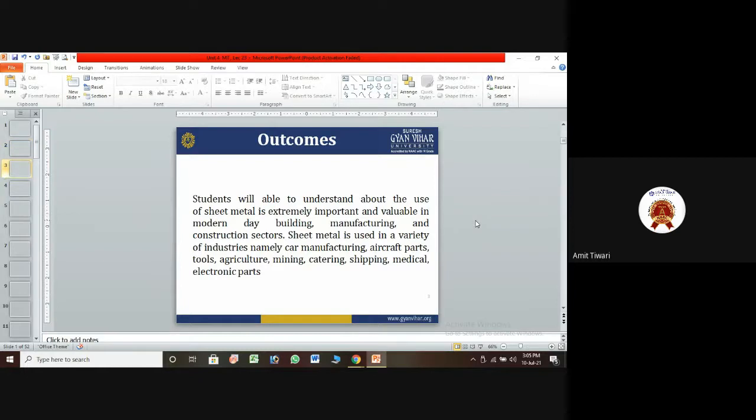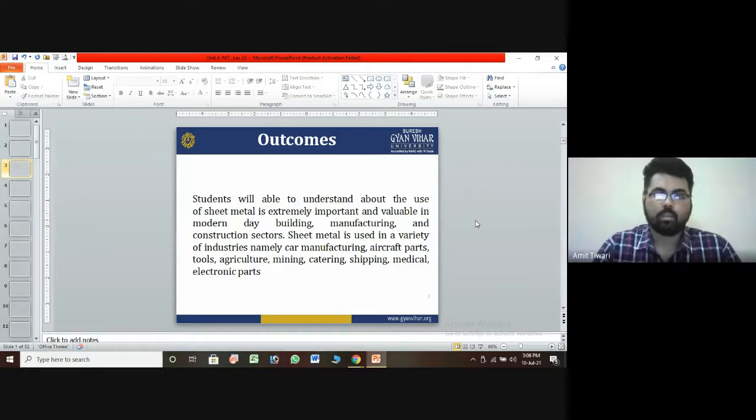Outcomes: at the end of the lecture, the student will be able to understand that the use of sheet metal is extremely important and valuable in the modern-day building, manufacturing and construction sector. Sheet metal is used in a variety of industries, namely car manufacturing, aircraft parts, tools, agriculture, mining, catering, shipping and medical electronic parts. These are all applications of sheet metal forming that you will understand by the end of this lecture.